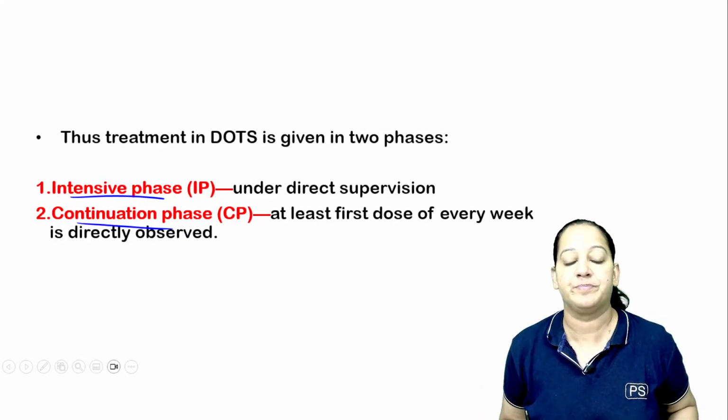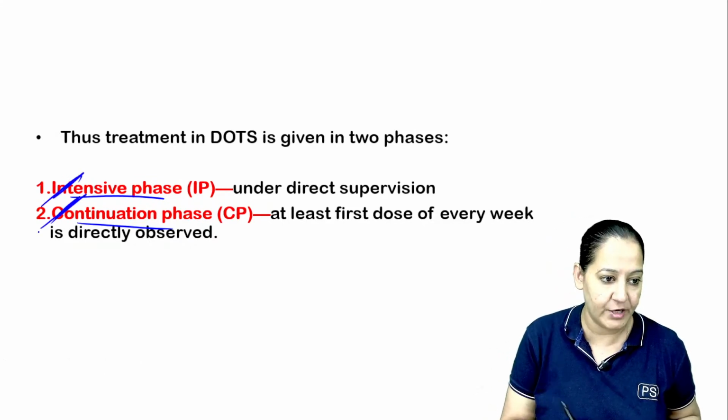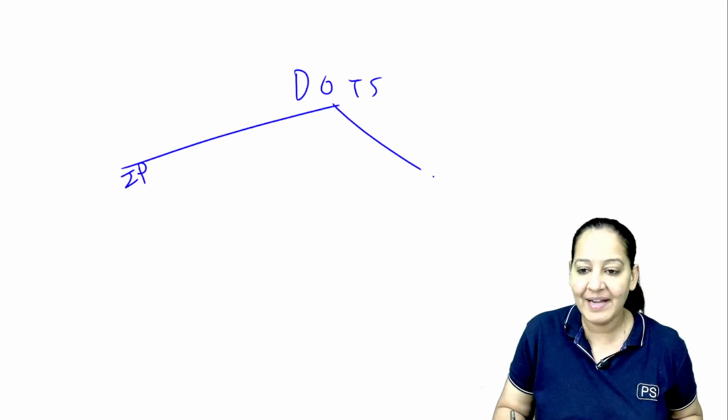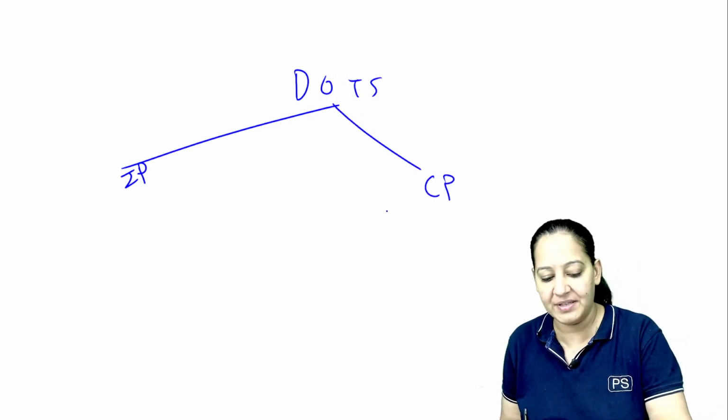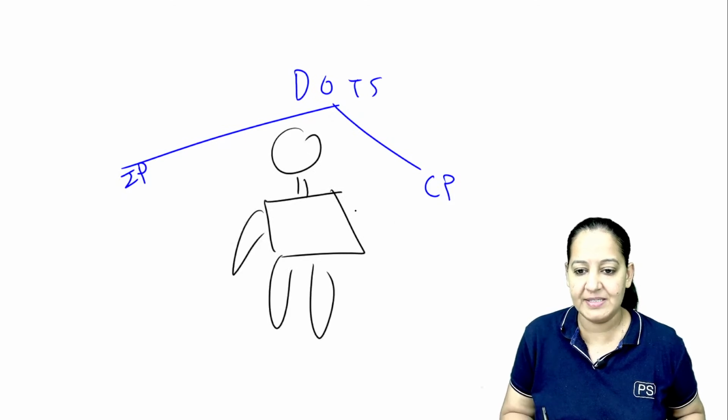Now concentrate on the discussion. So in the DOTS there are 2 phases: intensive phase, continuation phase. What do you mean by that? DOTS, intensive phase and continuation phase. Now imagine there is a person, and he is having TB. He is diagnosed with TB.